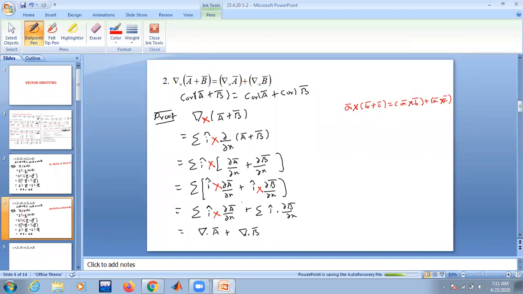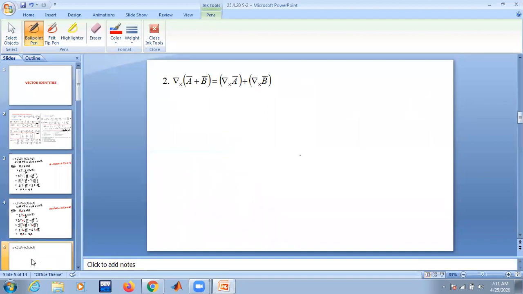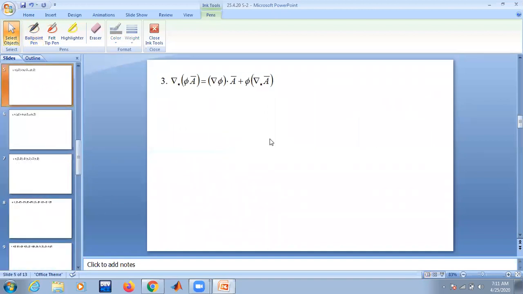It is sigma i cross dou a bar by dou x plus sigma i cross dou b bar by dou x, and sigma i cross dou a bar by dou x is nothing but curl a bar, and the second term is curl b bar. Is that okay? That is the second identity: curl of a bar plus b bar is curl a bar plus curl b bar. Is this fine? Okay, so we'll go to the third identity. What does the third identity say? Divergence of phi a bar.